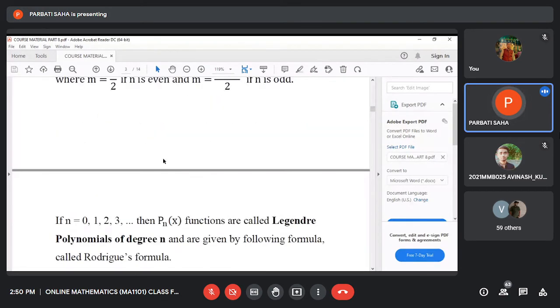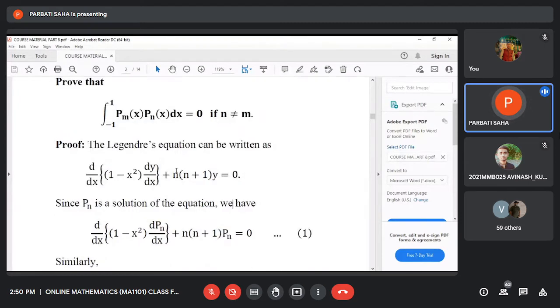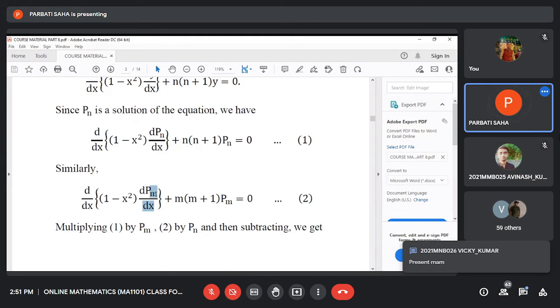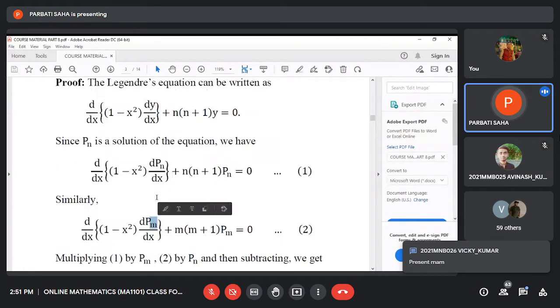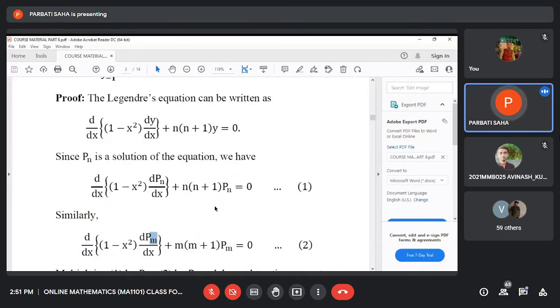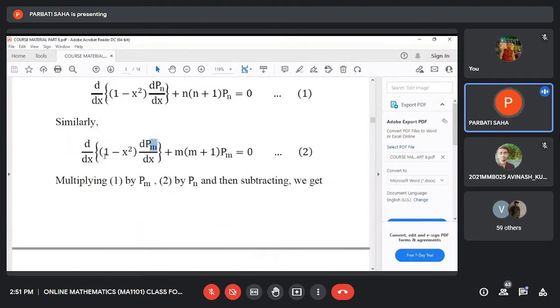the Legendre's equation. Pn(x) is a solution of this equation means if y is replaced by Pn(x), then this equation will be satisfied, because Pn is a solution of this differential equation. Similarly, if Pm, with the integer now being m, is a solution, then if y is replaced by Pm, that must also be satisfied by this equation, and so we get this.